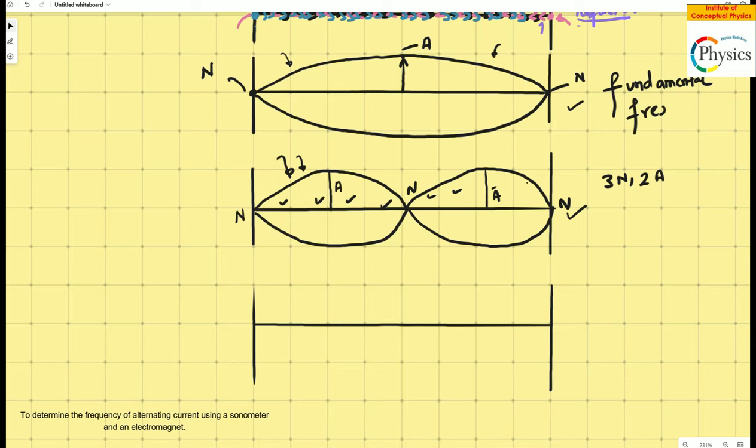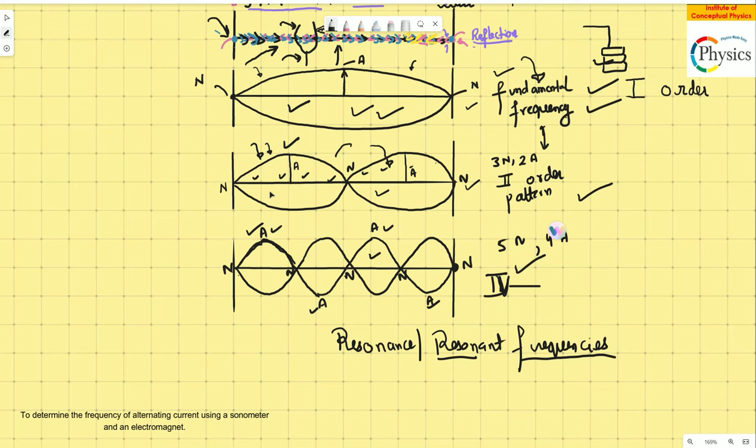Okay, don't worry about the word, it's just a fundamental. Why is it fundamental? We will talk about this. What I've done is I have drawn the diagrams of the various loops that get created in the same wire.